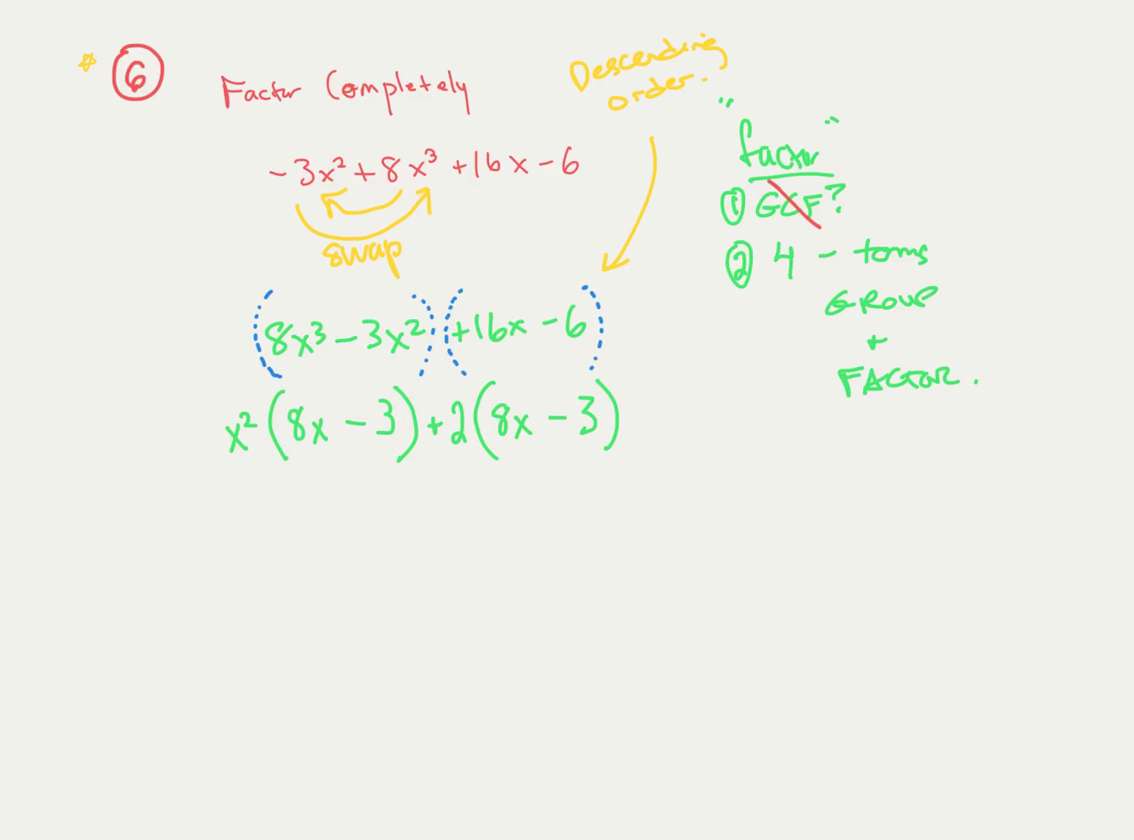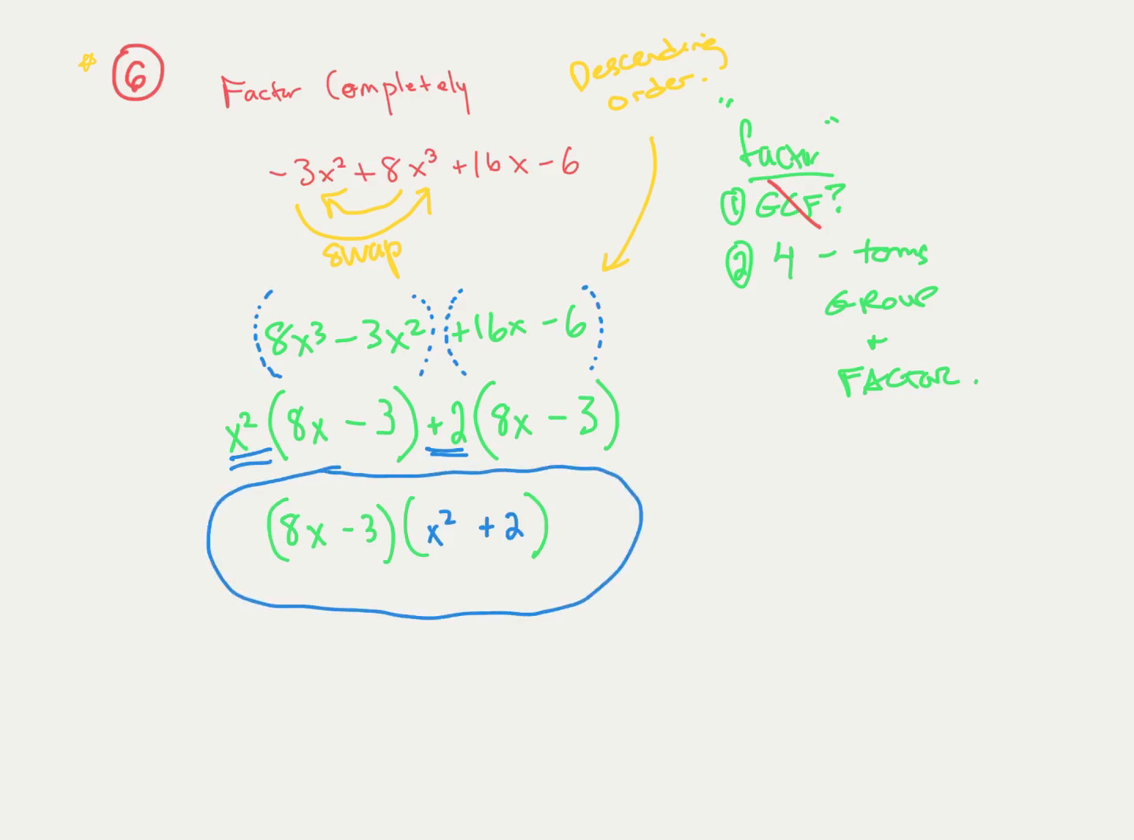So let's go ahead and take that out. And then we're going to multiply it by the factors that were left when we took out the 8x minus 3. So the x squared was left and the positive 2. And that's our answer.